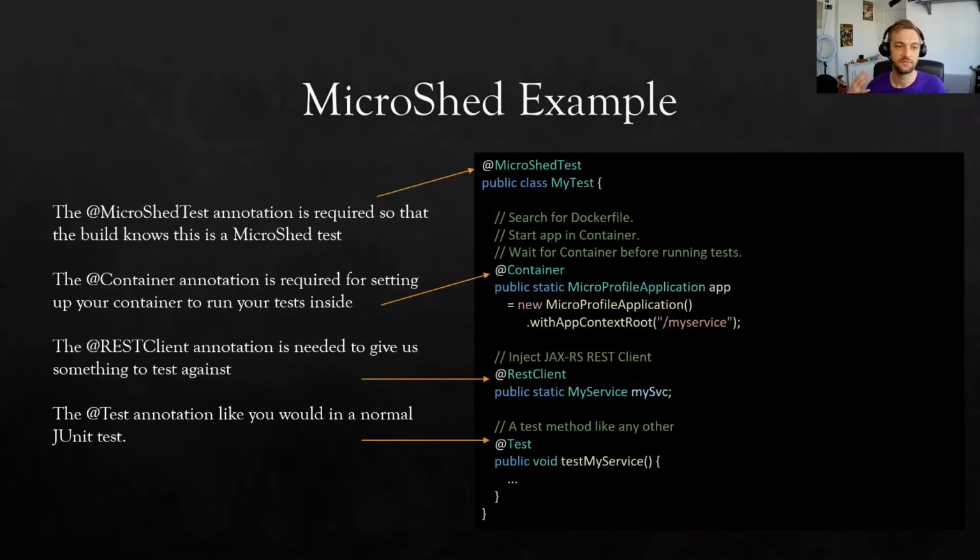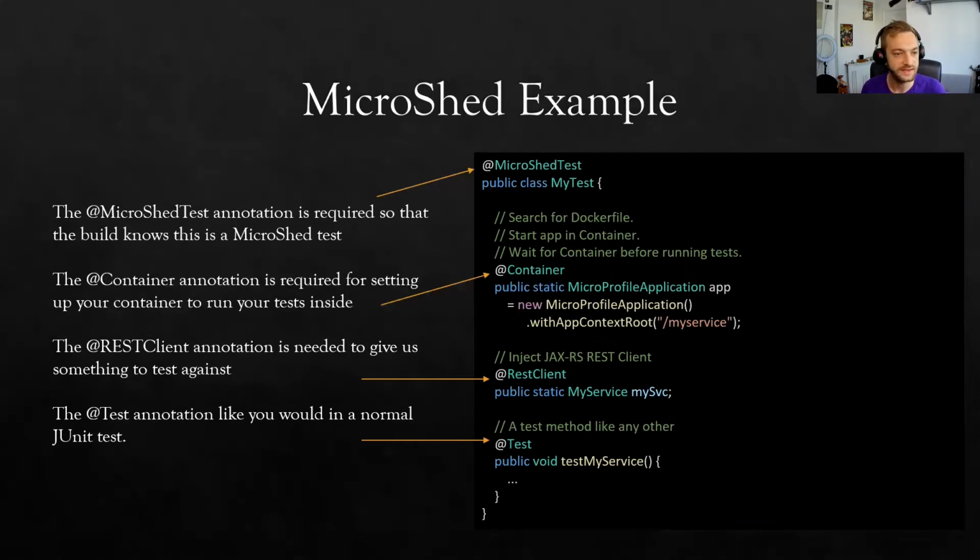So here's a small example of how MicroShed testing code works. At the top, we have the MicroShed test annotation, and this is required so the build knows it's a MicroShed test. Just by putting that there, Maven and Gradle, for example, will go, okay, this is a MicroShed test, treat it as a container and do whatever extra setup I need. The @container annotation is required for setting up the container that we're running our tests inside. As you can see, MicroShed testing makes it a lot simpler. All I'm providing here is the context root. In the demo, I'll also provide a health endpoint, just so the tests know. Basically, they'll probe the endpoint to make sure everything's healthy, and once it's healthy, the test will start.